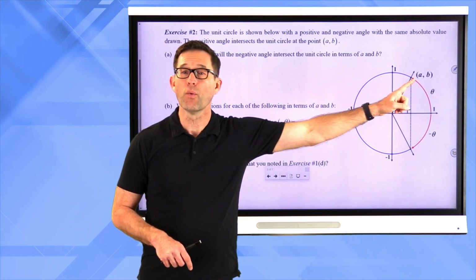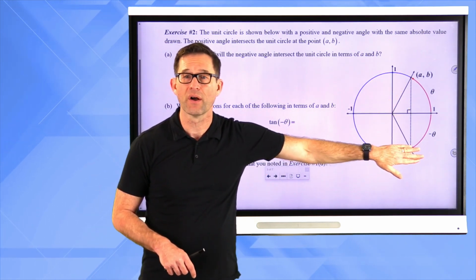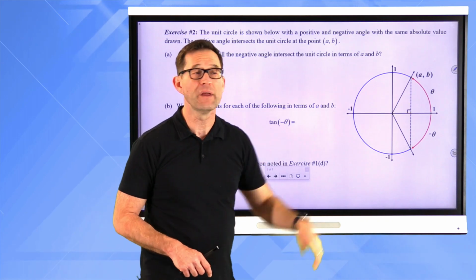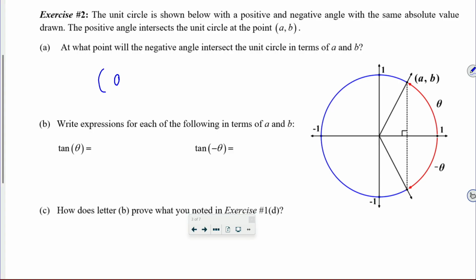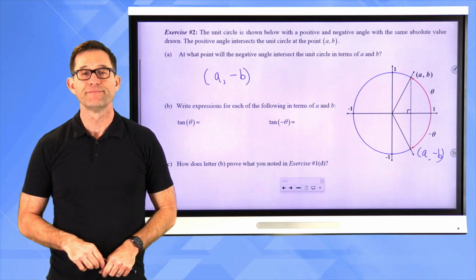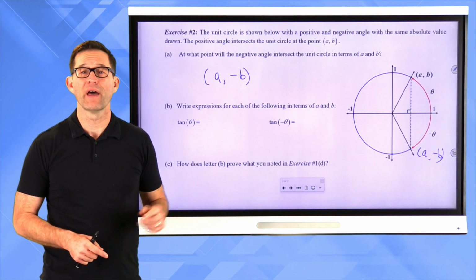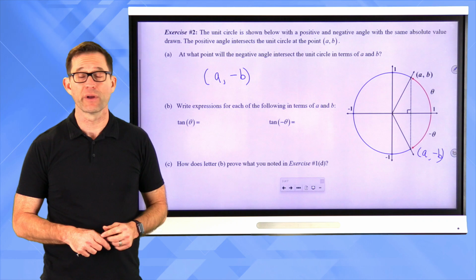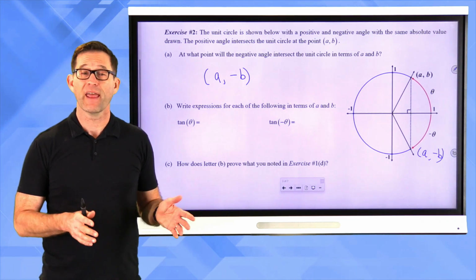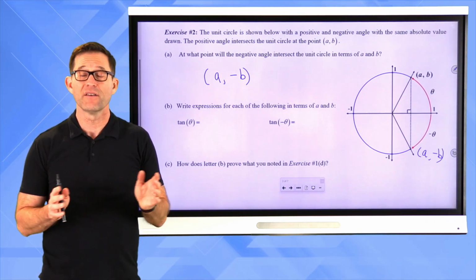Well, the A coordinate wouldn't change, right? This is just a reflection across the x-axis, but the B will be negated. So we'll be at the point A, negative B. And why don't we draw that on the diagram, right? We'll be at the point A, negative B. Wonderful. Letter B. Write expressions for each of the following in terms of A and B. All right, this should be easy. Why don't you go ahead and do that based on right triangle trigonometry, or based on the definition that tangent is sine divided by cosine.